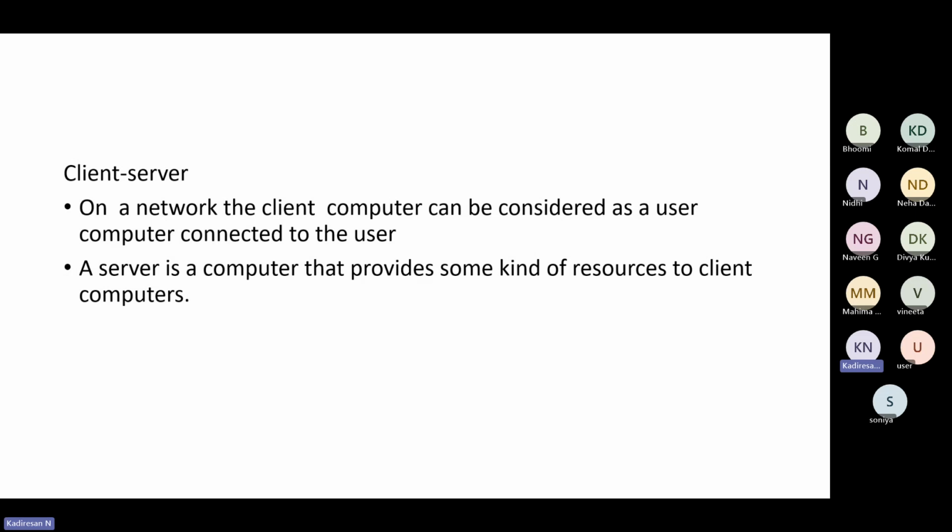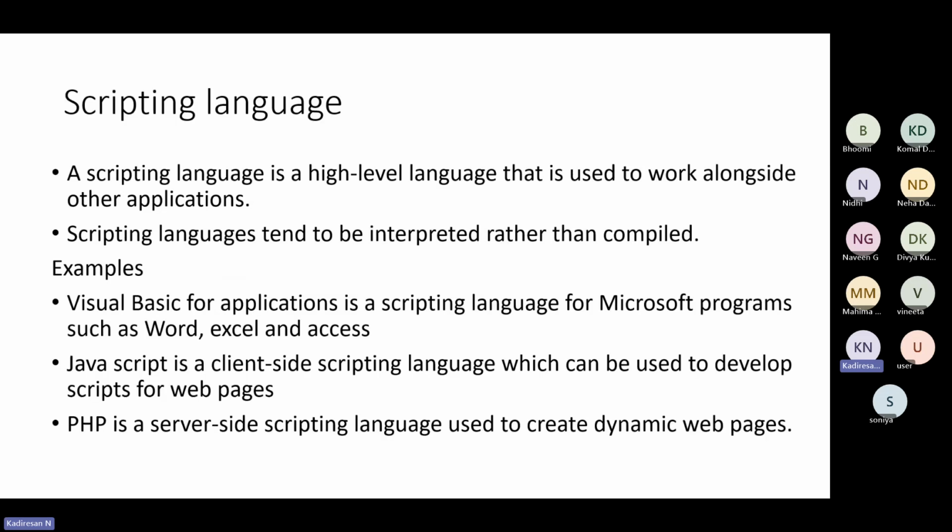So what is a scripting language? A scripting language is a high level language that is used to work alongside other applications. Scripting languages tend to be interpreted rather than compiled. Some basic examples of scripting languages are Visual Basic for Applications, a scripting language for Microsoft programs such as Word, Excel, and Access, and also JavaScript, a client-side scripting language, which can be used to develop script for web pages.